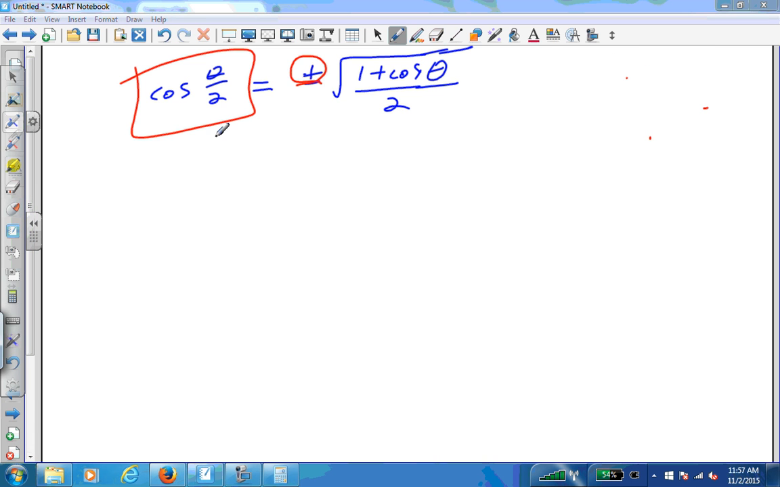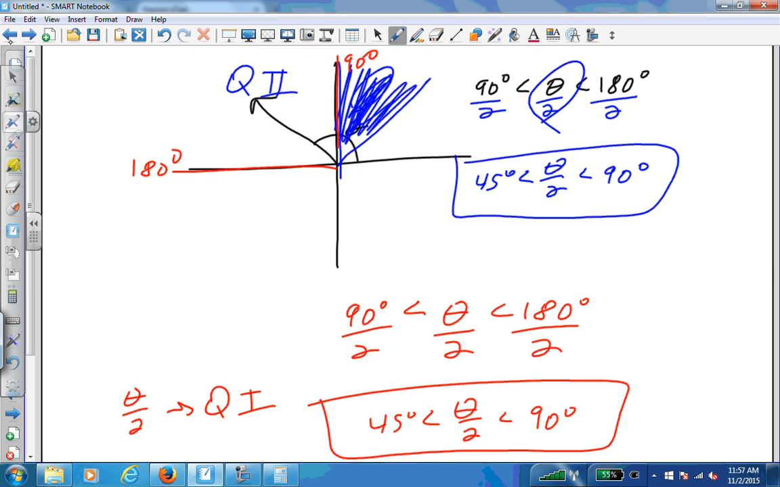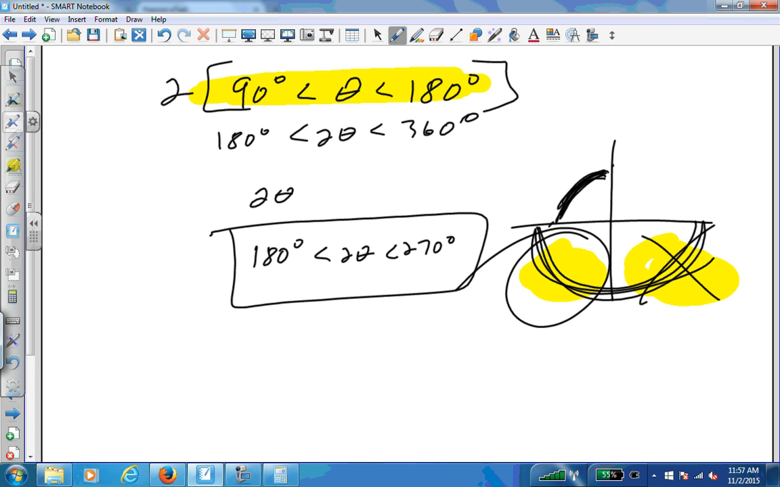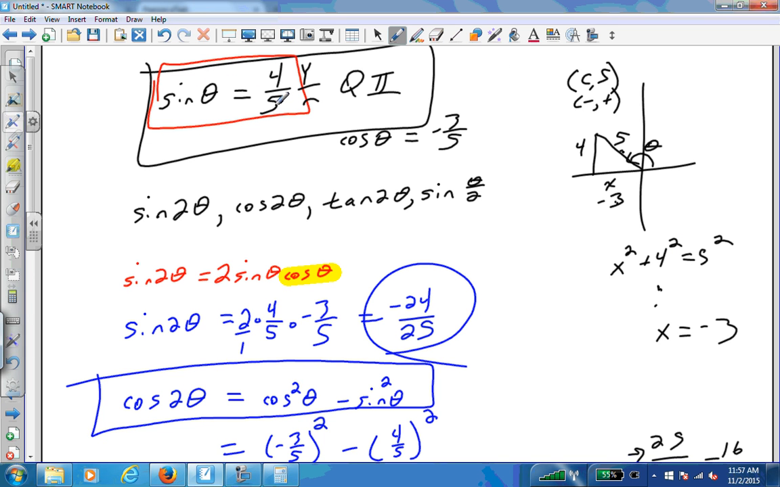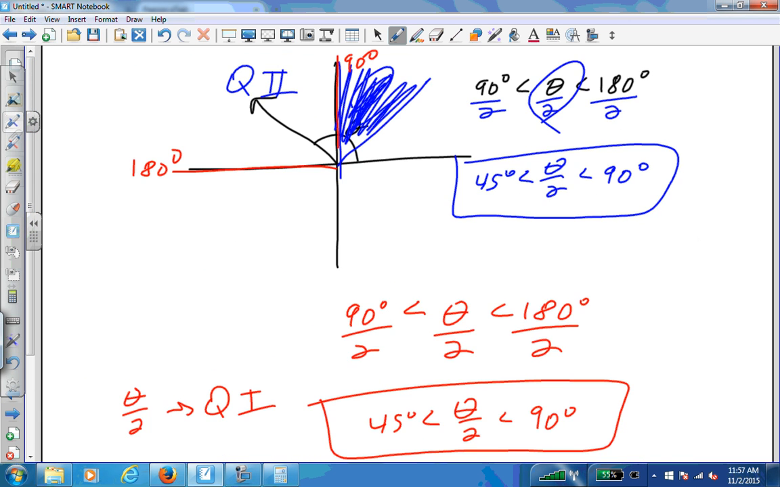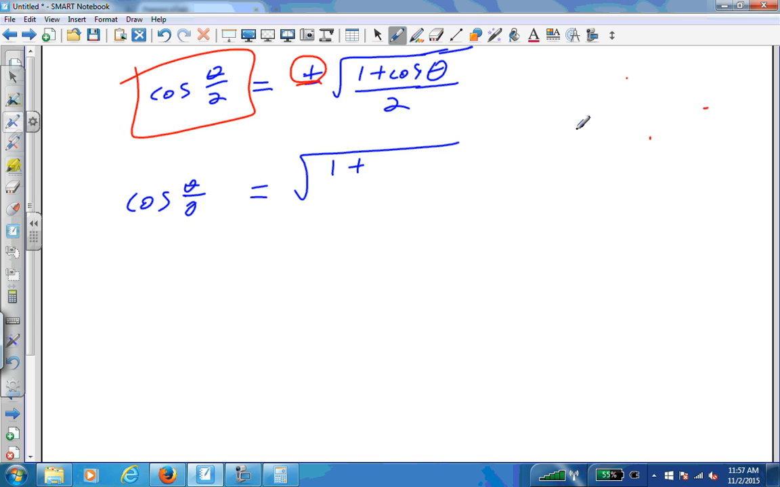So for our problem, let's go back and get cosine of theta over 2. It's going to be positive. It's going to be the square root of 1 plus. And when we were given sine was 4/5 in the second quadrant, we got that cosine was negative 3/5. So for our angle, cosine of our angle is negative 3/5.